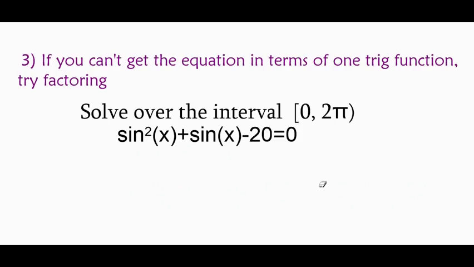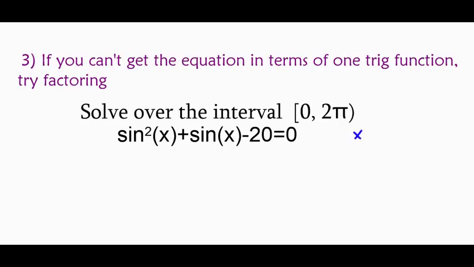For the next tip, if you can't get the equation in terms of one trig function, you need to try factoring. Now this is a concept that we covered in the previous sections, but it's something that's going to come up again. So for example, here I've got sine squared x plus sine x minus 20. Now the only way I could substitute here, well I could do multiple substitutions, but nothing's really going to help me here because it's already in terms of sine. So what I'm going to do is factor.